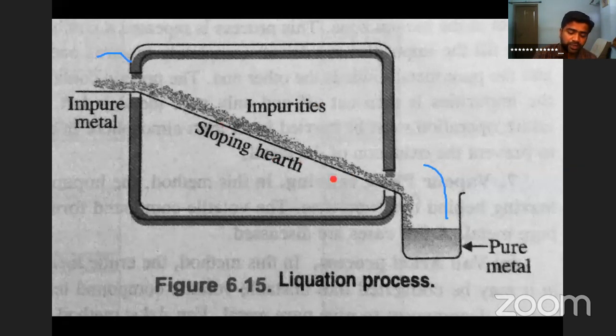This is what we call it as: impurity will be left only here, and whatever pure metal comes is collected in this furnace. This is what we call liquefaction. That is, an impure metal is placed on the sloped heater of the furnace and gently heated to a temperature slightly greater than the melting point of the metal. The metal melts and flows down the slope of the hearth and is collected in the container. This is the pure metal. This process we call liquefaction.